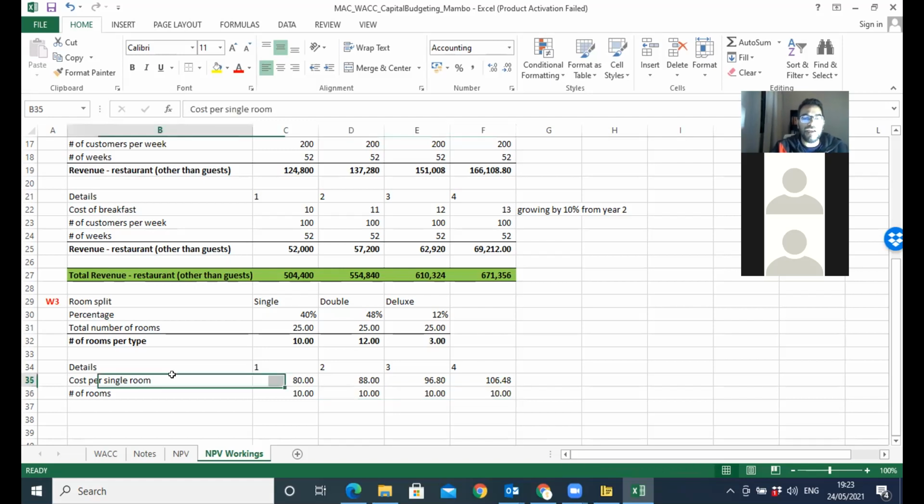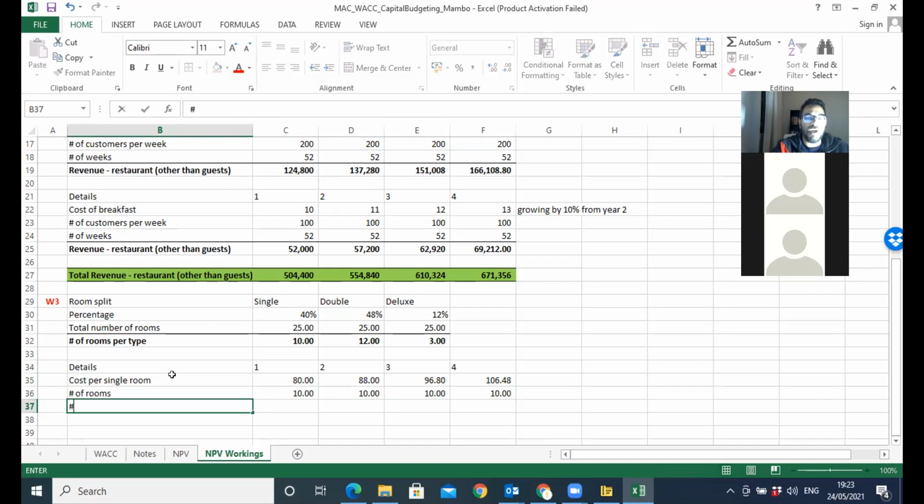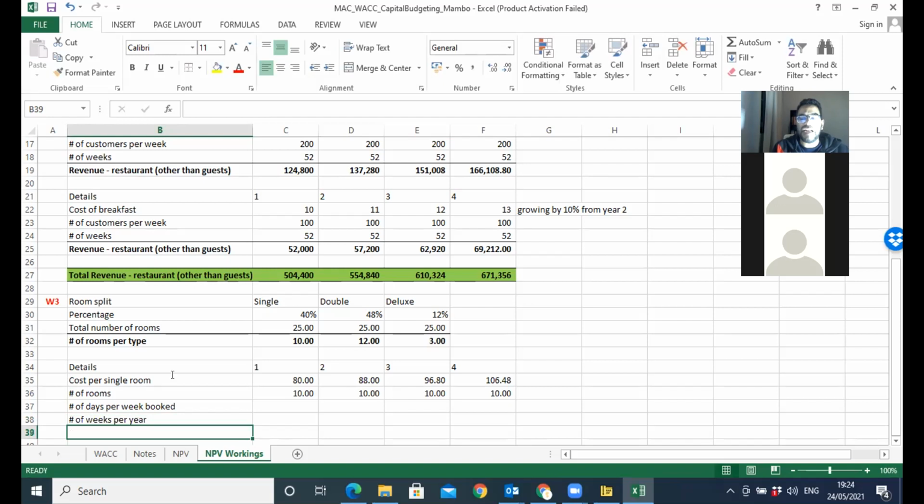Okay, so here we have the cost per room and the number of rooms. Now we want to get the number of days per year. The way we're going to get that is by working out the number of days per week booked and then the number of weeks per year. But their pricing works differently. It also depends on the number of guests per room. So we're going to say number of guests per room. So that should give us our revenue.